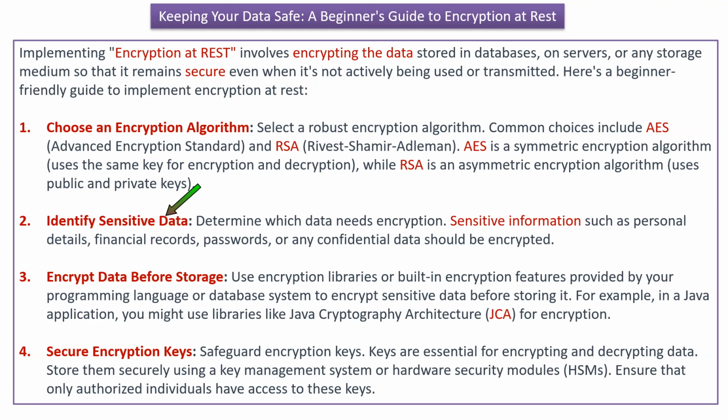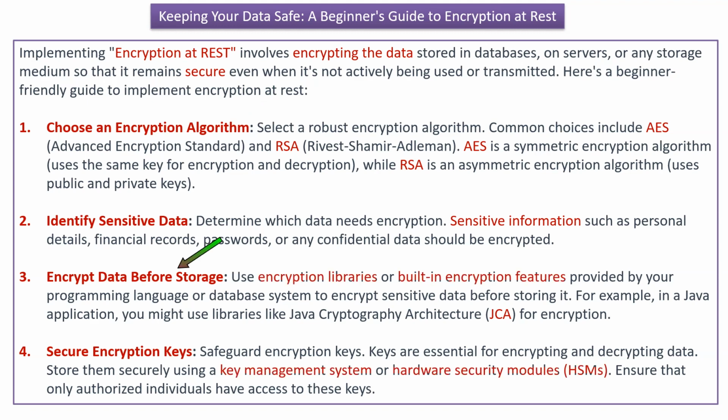The second step is identify sensitive data. Determine which data needs encryption. Sensitive information like personal details, financial records, passwords, or any confidential data should be encrypted.